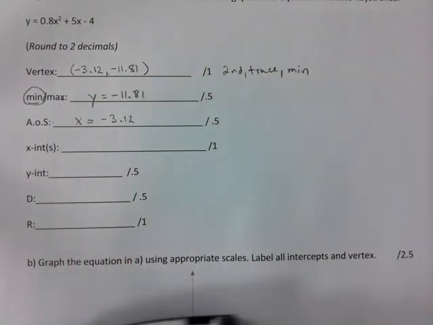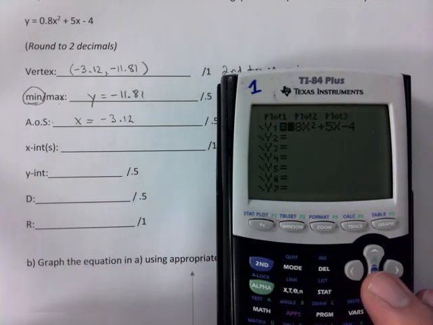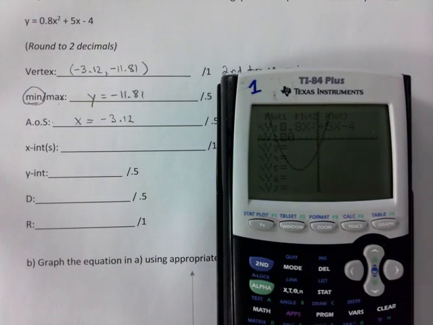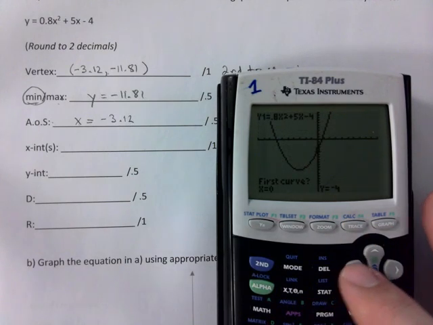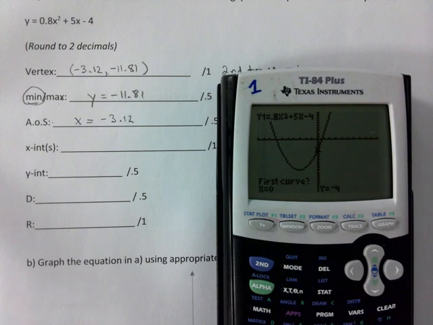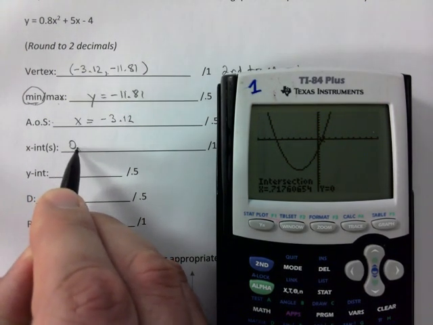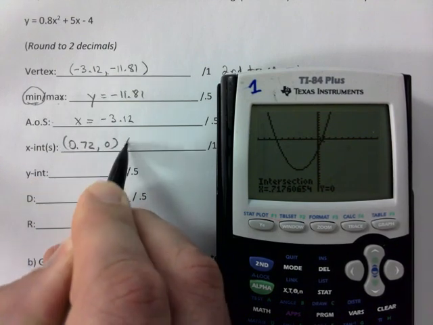Anyways, x-intercepts, not always will you have one, not always will you have two, right? So you got to be careful with that. I'm going to make y2 equal to 0, second trace 5. I happen to be over there on the right side, so I'm just going to hit enter, enter, enter, and that gives me 0.720 is one of them.